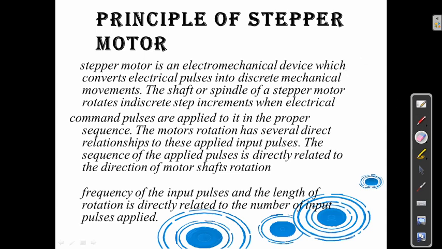The motor rotation has a direct relationship to the applied input pulses. The sequence of the applied pulses is directly related to the direction of the motor shaft's rotation. The frequency of the input pulses and the length of the rotation are directly related to the number of input pulses applied.